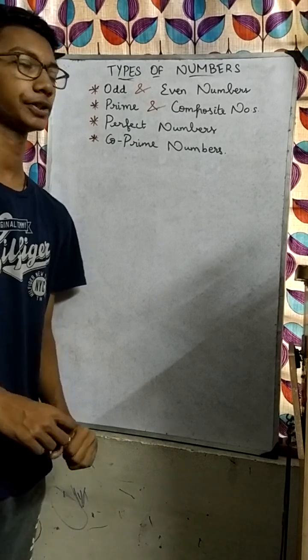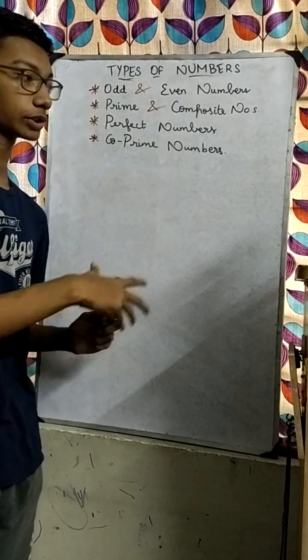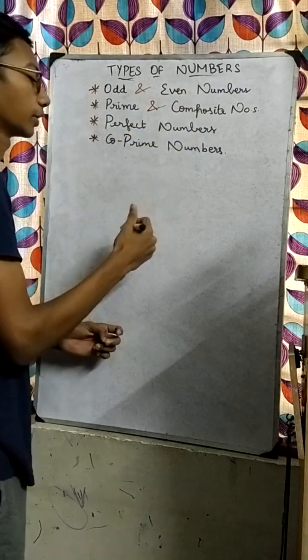In this video, we will be seeing about types of numbers. These are like the subcategories of numbers which will be helpful to differentiate some numbers. So let's start with odd and even numbers.